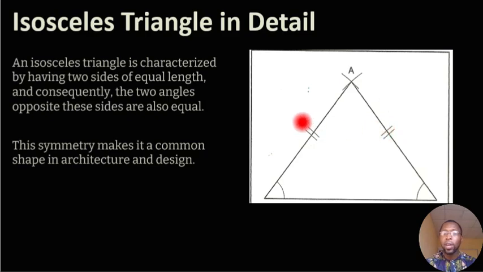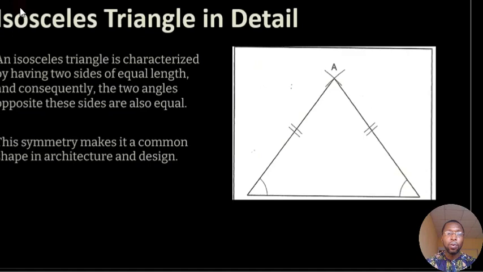So in essence, isosceles triangle have just two equal sides, and the base angles are equal. These are the base angles. This up here is known as the vertical angle, while the two other angles are known as the base angles, and they are equal. The sides are equal in length, and the angles are also equal. Right?